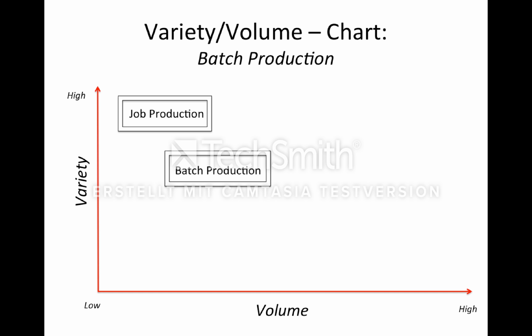Next up we've got batch production. This type of manufacturing is used to produce products where variation between batches is required. We put it here because it's slightly less customized than job production and can be produced in a higher capacity.